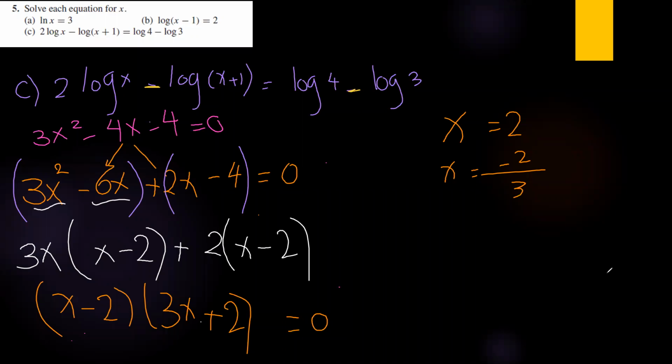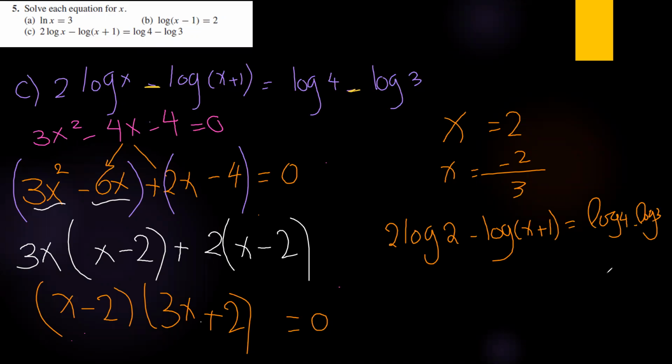Now let's try the first one here, 2. Logarithm 2 minus logarithm x plus 1 will be logarithm 4 minus logarithm 3, or, as you said before, x squared over x plus 1, which is 4 over 3.